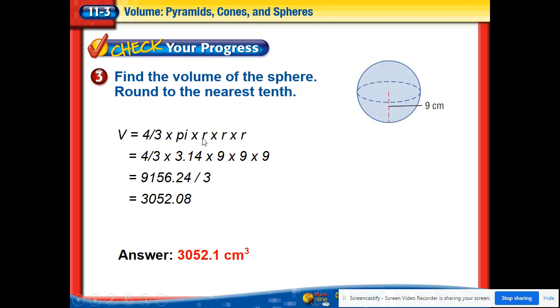Let's look at one more. So again, notice how I put out all the r's. So we have 9. So we're going to put 9s in there. And I took the 4, the 3.14, the 9, and the 9, and the 9, multiplied those all together and got this large number. And the last thing we do is divide by 3 for this answer. That's what I have for you for today.